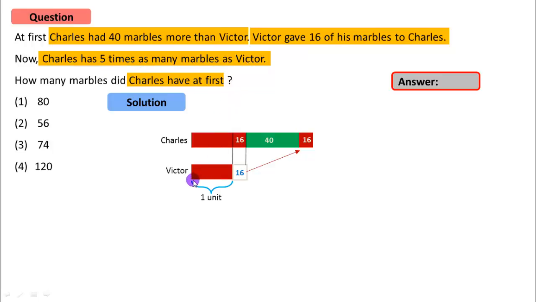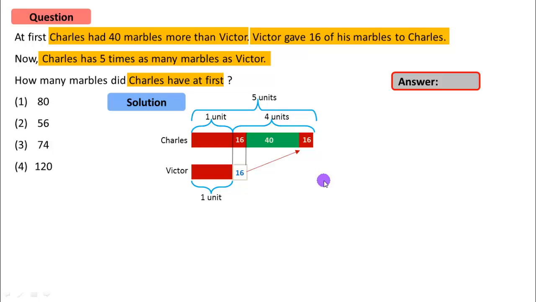So if we take the number of marbles that Victor has now as 1 unit, the total number of marbles that Charles has will be 5 units. We know that this portion is equal to 1 unit because it is the same number of marbles that Victor has. So this remaining portion, which is 16 plus 40 plus 16, will be 4 units. You should know that this part whole model is not drawn to scale, but that doesn't matter.